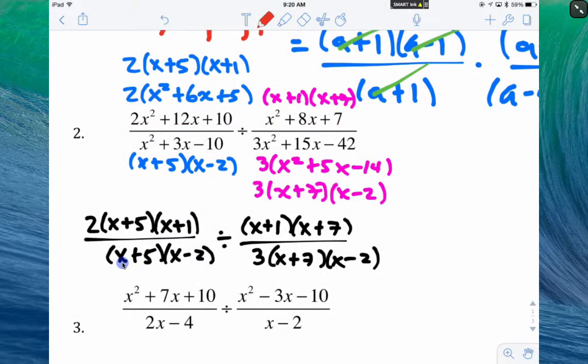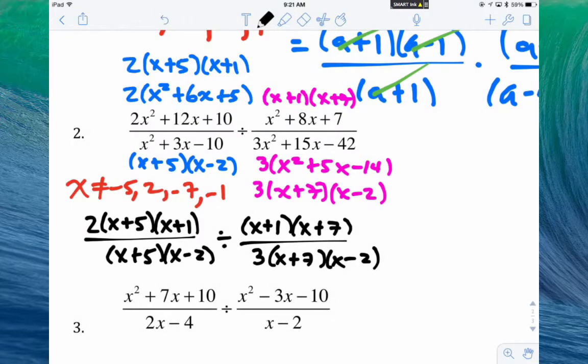So x cannot equal negative 5. X can definitely not equal 2. X cannot equal negative 7. And x cannot equal 2, but we already got that. Of course, like I said, we can't have division by 0, so we cannot divide by 0. So this fraction itself can't be 0, so the numerator can't be 0. So x can also not be negative 1. It can also not be negative 7, but we already took care of that. So, okay. Our variable restriction has been taken care of.